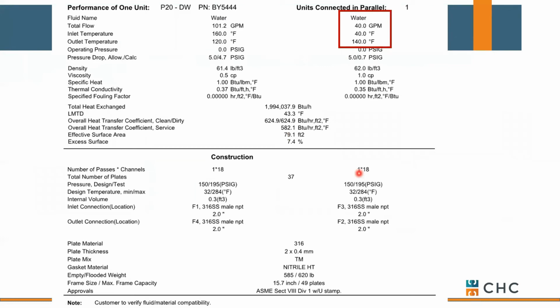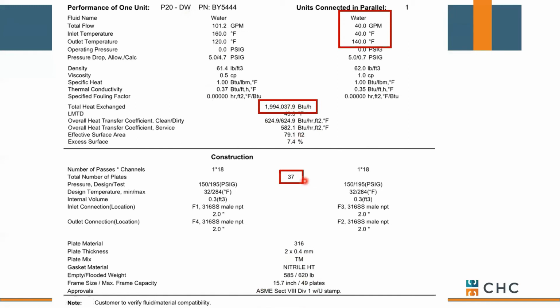A quick example. Let's say we're trying to heat 40 gallons a minute of water from 40 to 140. That's our domestic load. We've got 160-degree boiler water. BTU wise, we're just under 2 million BTUs, and we're sizing a heat exchanger that's double wall. So there's an air gap, which means if there's a failure, we're not going to mix boiler water into our domestic. In this case, we need about 79 square feet, 37 plates.